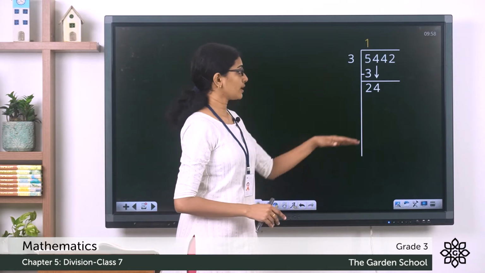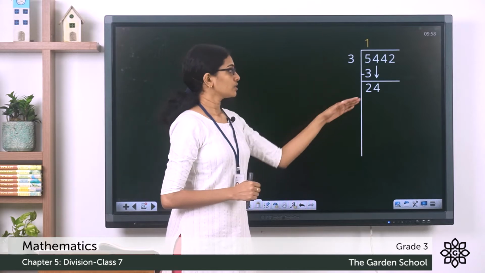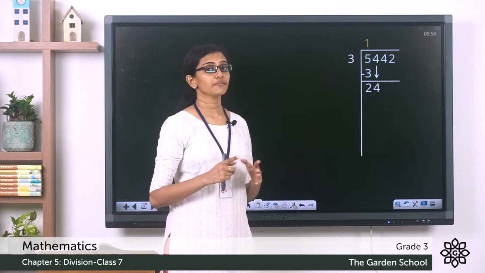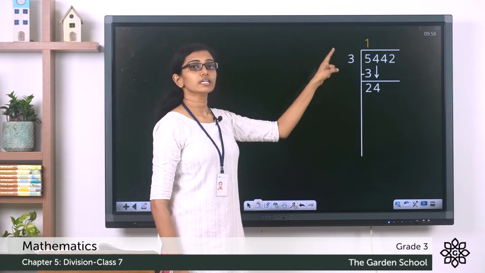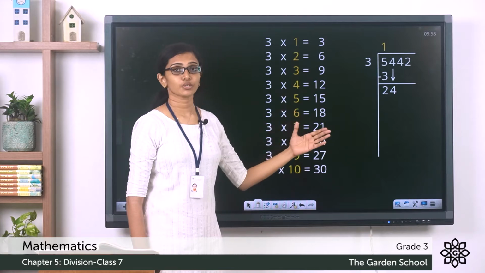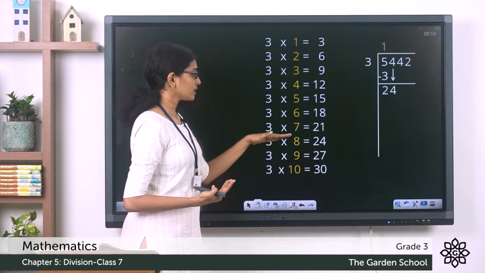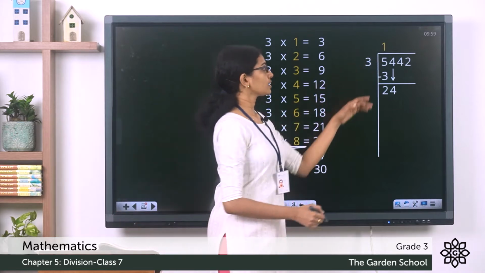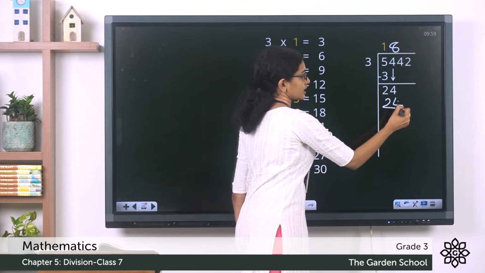Now the next step is to divide this 24 with this divisor, which is 3. 24 divided by 3. So when you are dividing a number with a divisor, you have to recite the table of the divisor. So let's recite the table of 3. 3 1's are 3, 3 2's are 6, 3 3's are 9, 3 4's are 12. Like that we go on, and from the table we understand 3 8's are 24. So let's take this 8 from here and write it over here. So 3 8's are 24. So let's write it here.